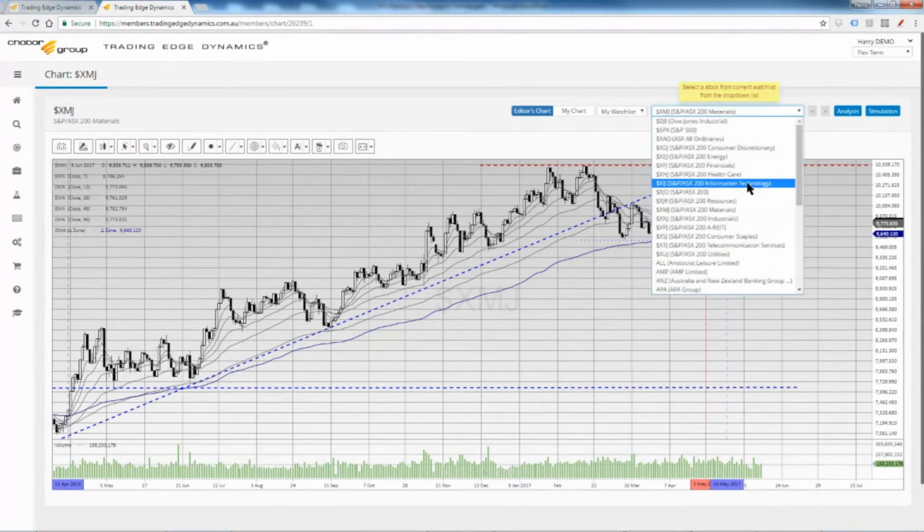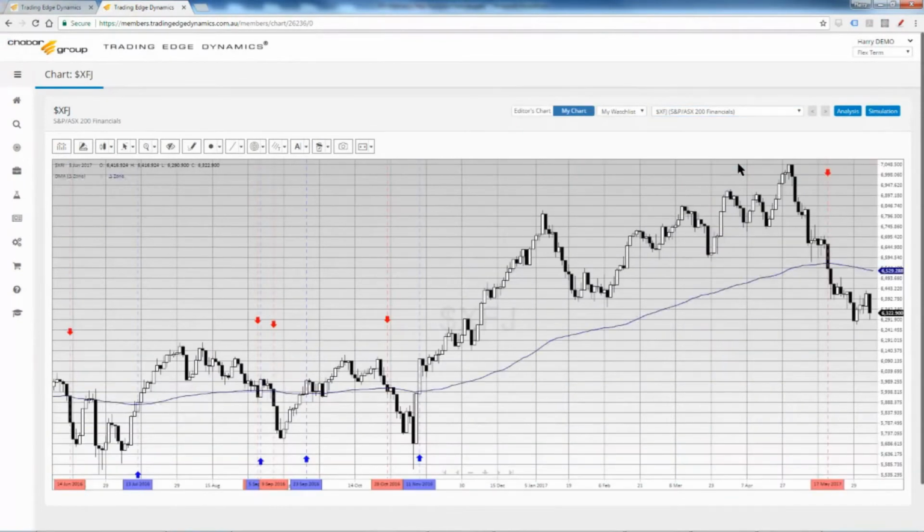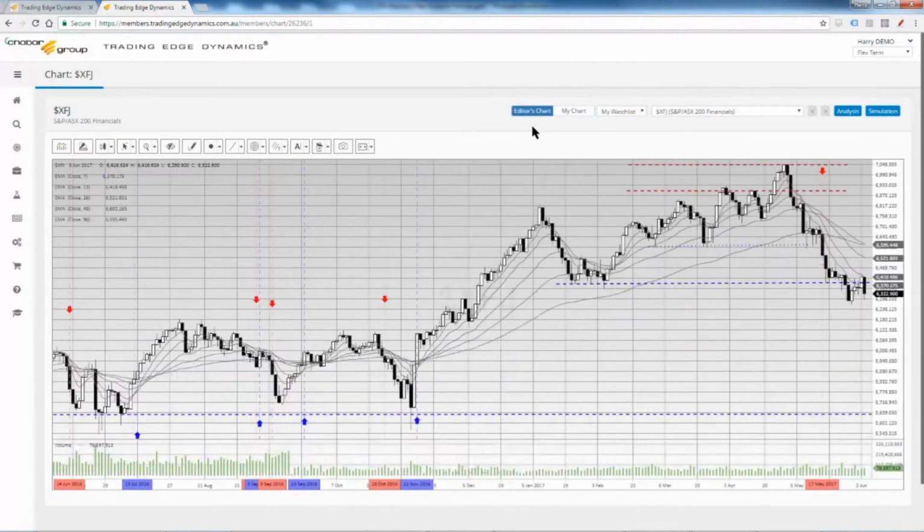Okay, let's look at the financials. Again, a sector that's done well for some time. Put the Editor's charts on again. Having done well, we've reached some resistance, and there is no trend line here, but we've got some support lines, and we're just trying to test at which level these support lines hold.